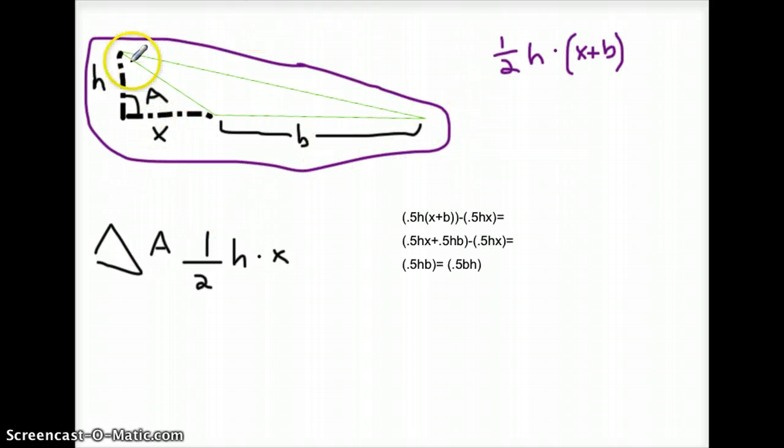But what I'm really looking for is the whole triangle. So I know the area of the whole triangle is 1/2 my height times the base, which is x plus b. Now, by doing a little math here, I want to take the area of my large triangle and subtract the area of this smaller triangle out of it. So I have 1/2 h times x plus b minus 1/2 hx. And so now I'm just going to do a little bit of distributing, and I end up with 1/2 hx plus 1/2 hb minus 1/2 hx. So now I can easily cross off my 1/2 hx's, so I'm left with 1/2 hb, which is the same as 1/2 base times height. So you see this formula works for any triangle.